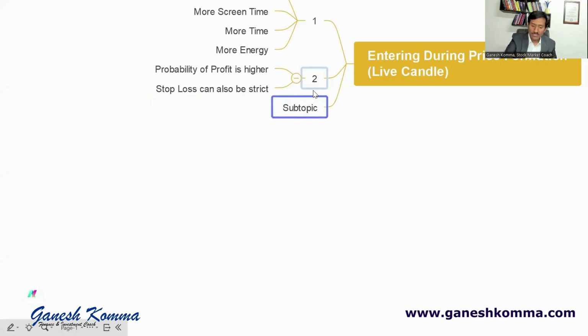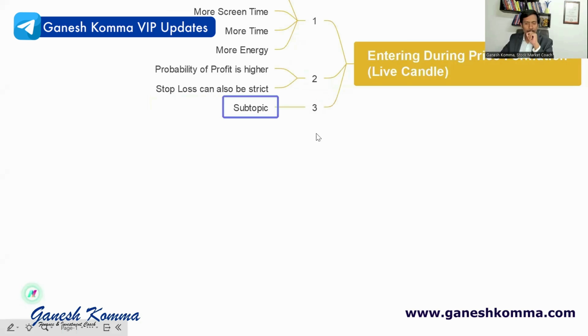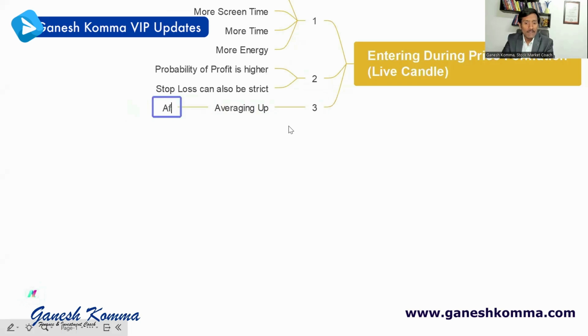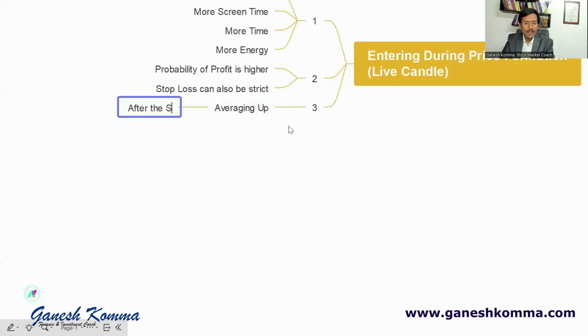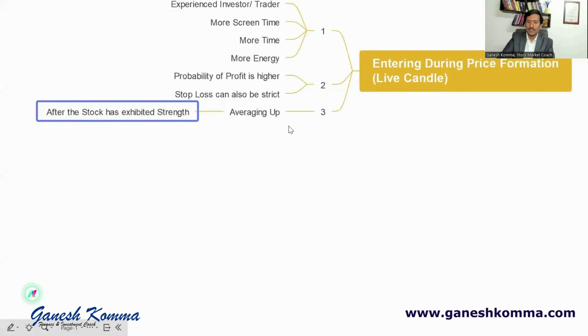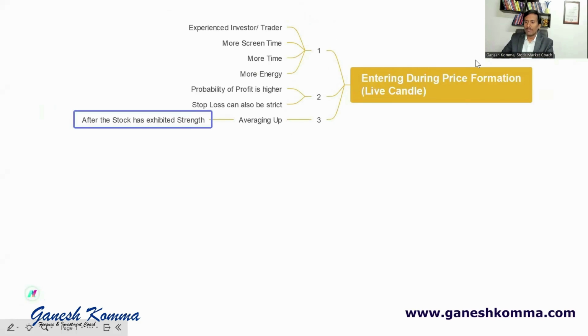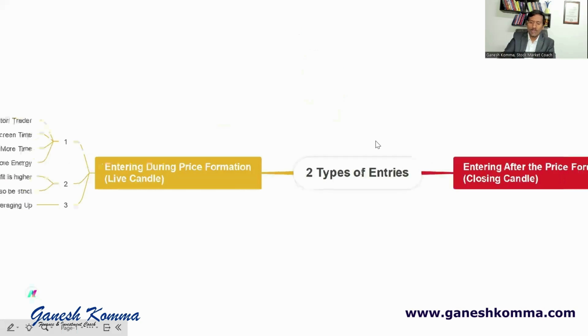And apart from this, in this kind of a setup you do pyramiding, or averaging up, after the stock has exhibited strength. So as I've discussed in the first process, in the first setup, let me open up the first setup. What did we discuss here?